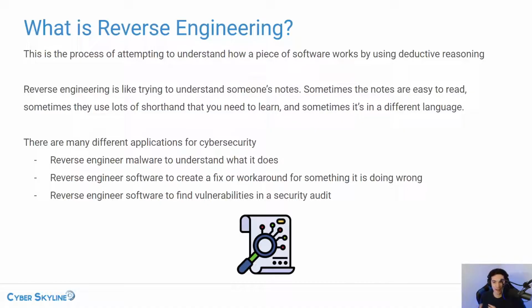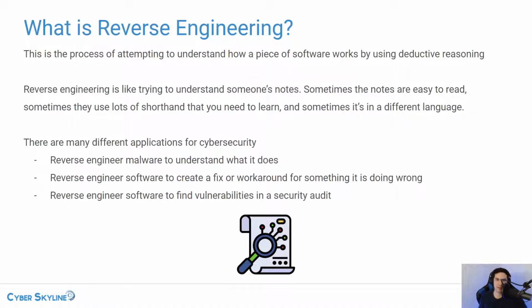I often compare reverse engineering to trying to understand someone's notes. Sometimes they're easy to read. Sometimes the notes are very well documented. It's very clear, very self-explanatory. And sometimes they might use a lot of shorthand, and you don't understand what these abbreviations mean, or maybe their handwriting is bad. You don't quite understand it. Or sometimes it's in a different language. What if you were asked to read someone's notes and it wasn't even in your native language?